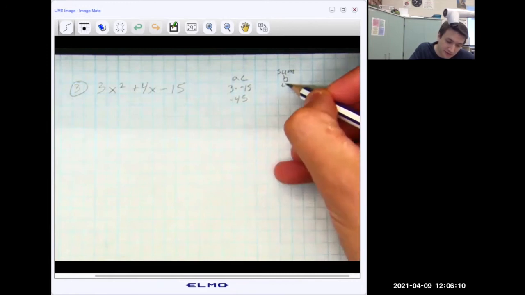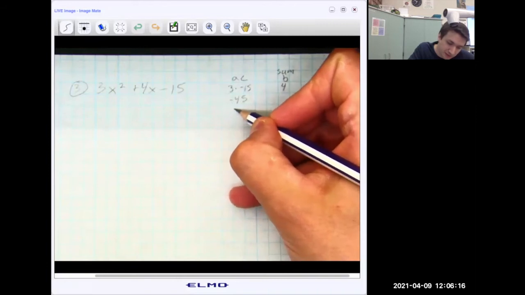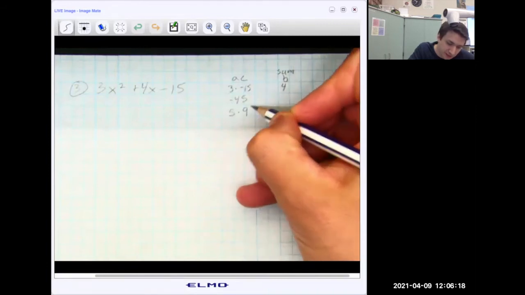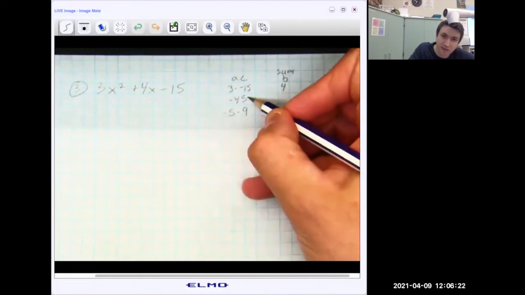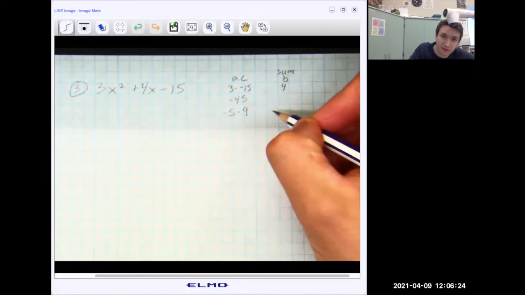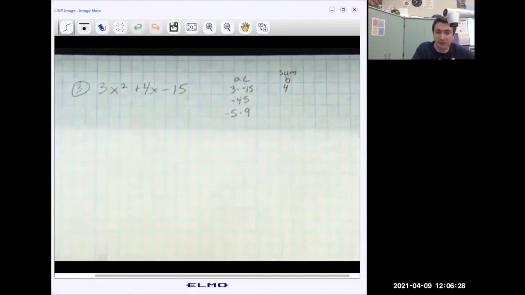So let's see what sums to make 4. This might be maybe divided by 5, maybe like 5 and 9 would make 45. But let's see, this would have to be negative. It'd be negative 45. Ooh, and if we add them, we make 4. There we go. So I'm using negative 5 and 9. So same kind of thing as before.